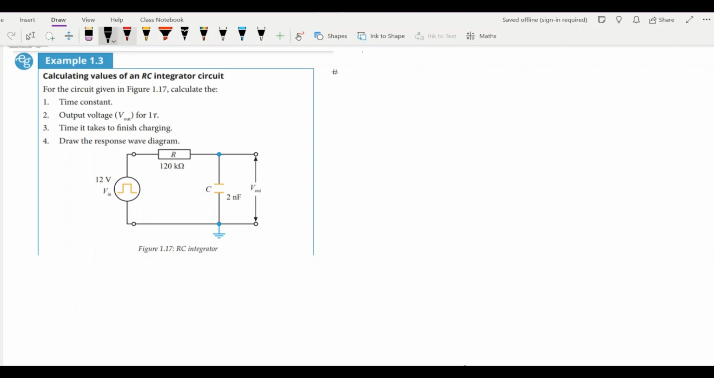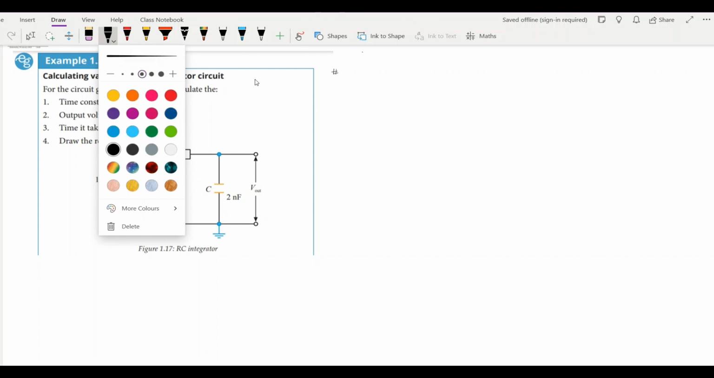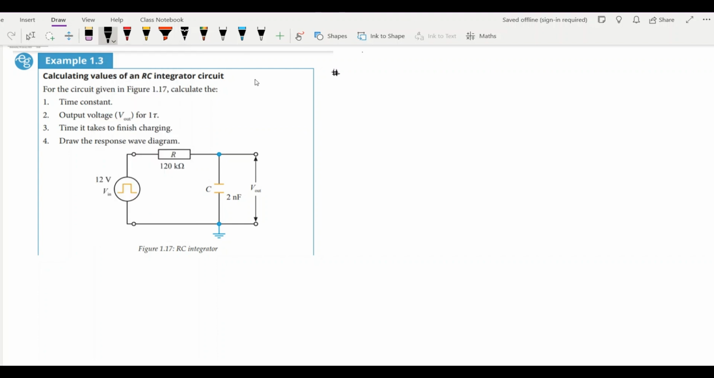We know that to calculate the time constant, we'll use the equation R times C, where R is given as 120 kilo ohms, while C is given as 2 nanofarads. Also take note in the circuit that we are given an input step voltage of 12 volts positive. Now this is a square wave type of signal. I want to believe that you already understand why we choose to use a square wave instead of a sine wave or a sawtooth.